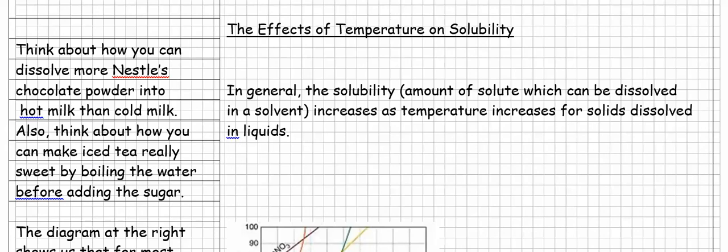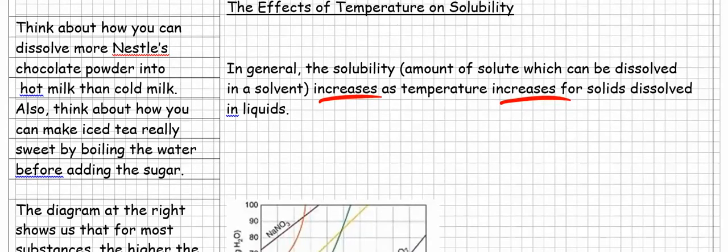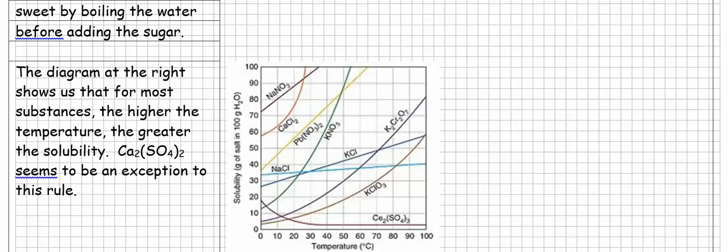Also think about how you can make iced tea really sweet by boiling the water before adding the sugar. All right, so that implies that the warmer the solvent is, it doesn't have to be hot, the more solute can be dissolved in it. So in general, the solubility, or the amount of solute which can be dissolved in solvent, increases as the temperature increases for solids dissolved in liquids. Okay? Hope that makes sense. All right, let's take a look at this diagram here.